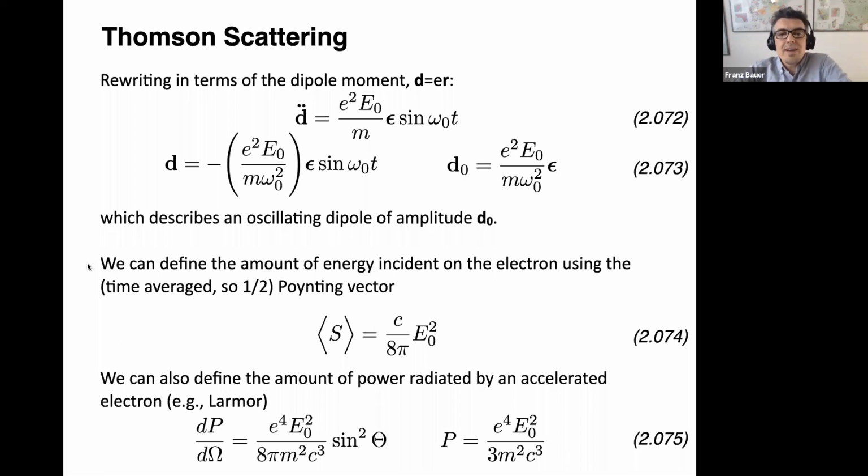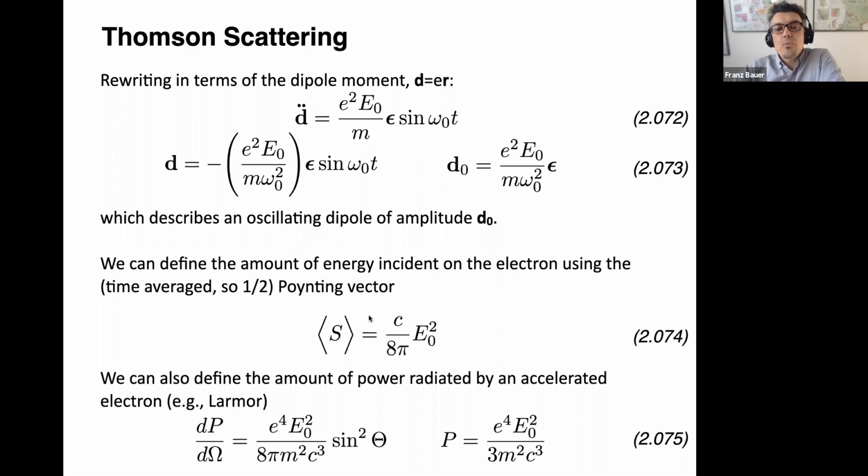And so now we can define the energy incident upon the electron. The energy incident upon the electron is just the Poynting vector, the Poynting flux. And so it's just the square of the electric field, or E cross B, right? And it's going to be time averaged, so it's going to be 1/2 of this. That's where this extra half comes in. The 4 pi comes in from the solid angle.